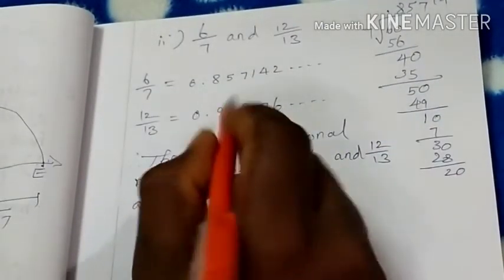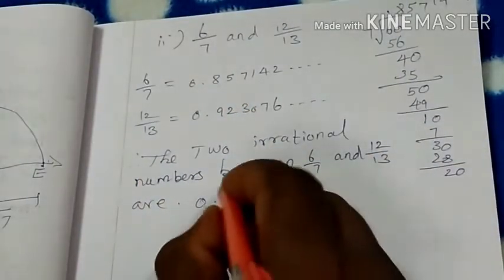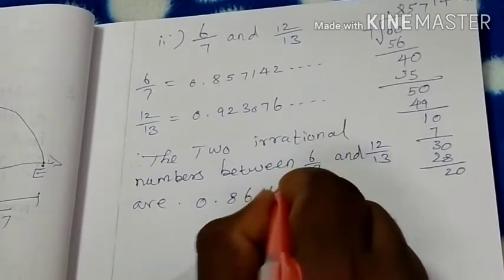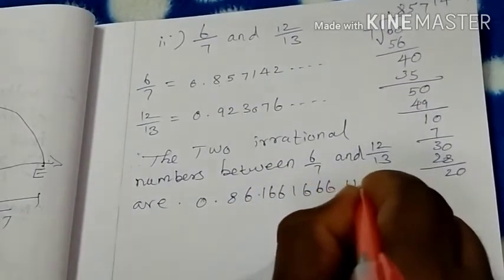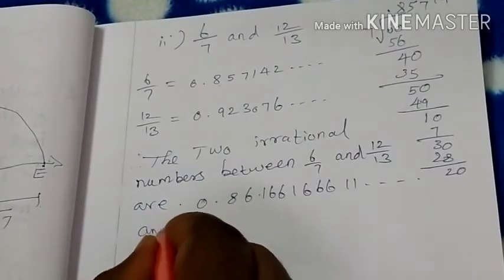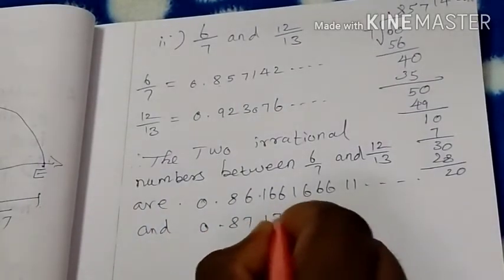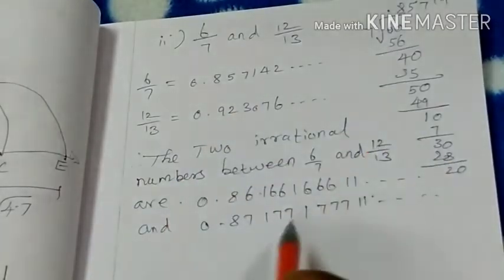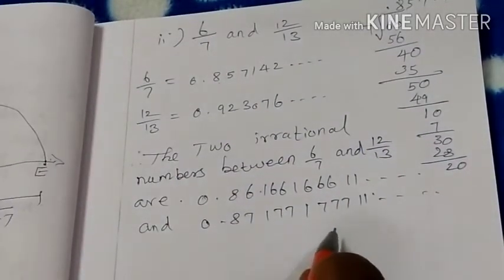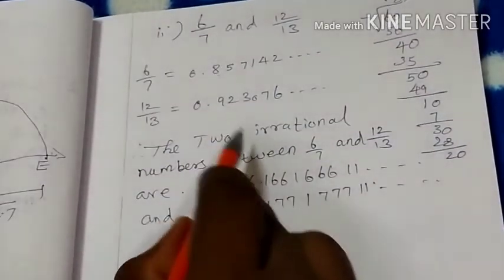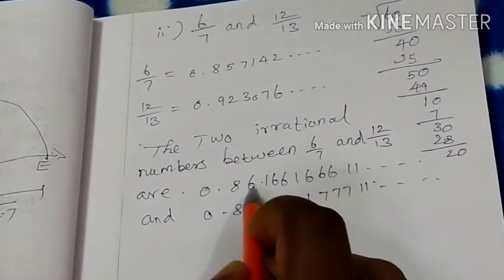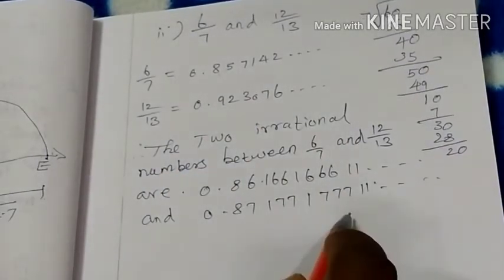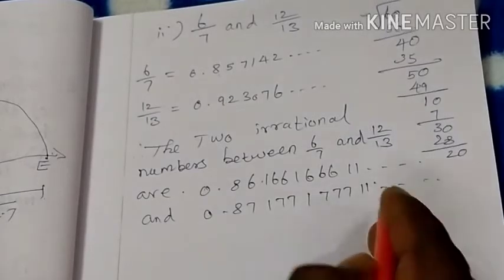Between 85 and 92 you get many numbers. So 0.86 1661 666 11 and so on, and 0.871771 and so on. Not only this answer, you can write any numbers you select, 87 or 88, 89 up to 92, and we get the same answer for this question. That's all for this question.